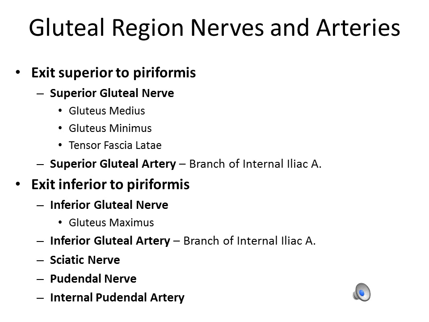The structures that exit inferior to the piriformis include the inferior gluteal nerve, inferior gluteal artery, sciatic nerve, pudendal nerve, and internal pudendal artery. The inferior gluteal nerve innervates the gluteus maximus muscle. Also know that the inferior gluteal artery is a branch of the internal iliac artery.